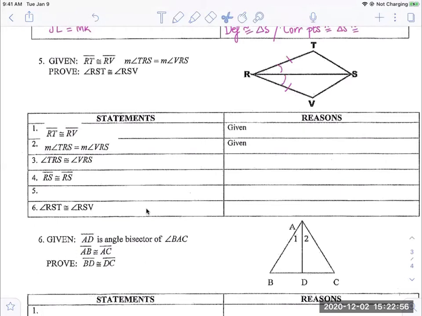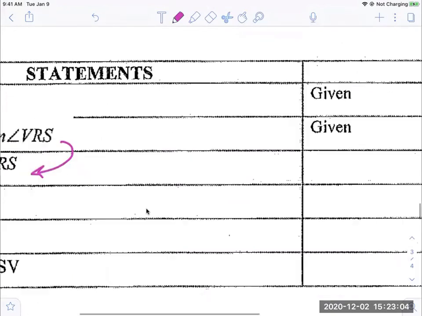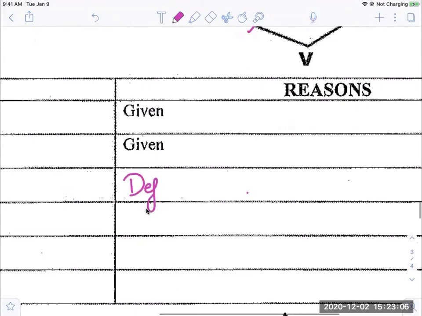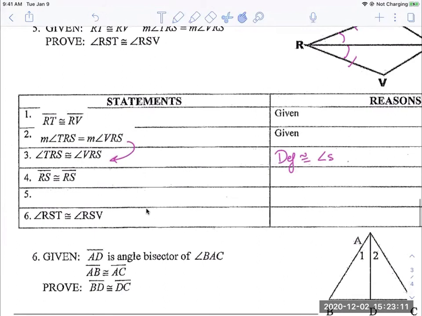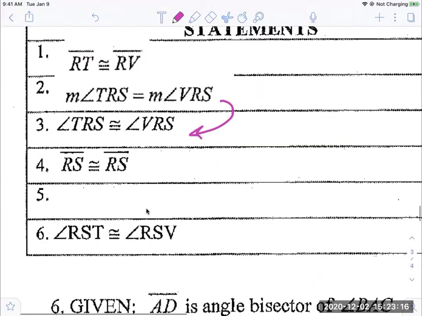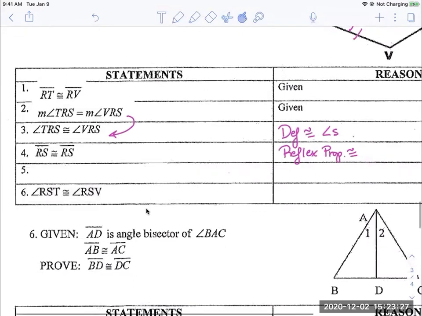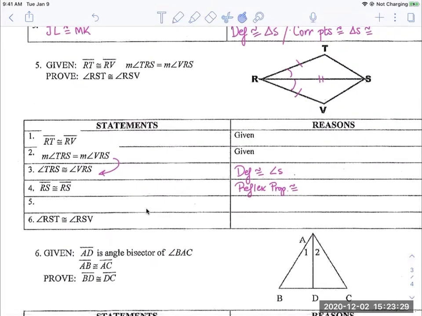Angle TRS is congruent to angle VRS. So remember, when it looks very similar but it's equal to congruent, that is definition of congruence or congruent angles. Segment RS is congruent to segment RS. Reflexive property of congruence. And then you can see the triangles are congruent. That would be side angle side.